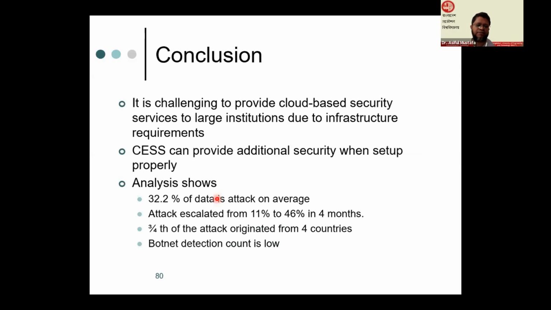So to conclude, based on this real deployment that we did on CESS, what we identified is that it is very challenging to provide security service based on cloud because of the large infrastructure requirements. You need a very large infrastructure. If you want to provide security service to tens or 50 large institutions like universities, you need a cloud infrastructure that is large enough to handle that traffic. So that is a big challenge, how your infrastructure supports that.